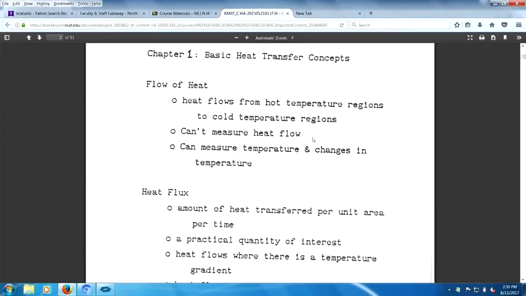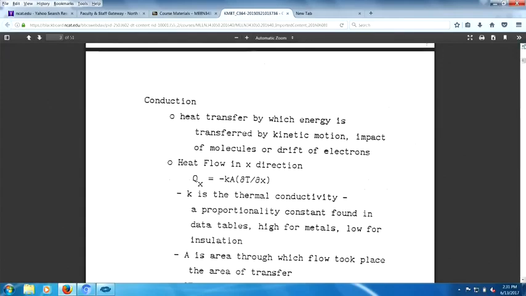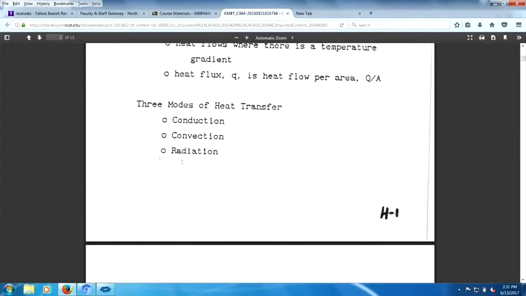Heat flows from high temperature to low temperature. Remember, fluid flows from high pressure to low pressure. Heat flows from high temperature to low temperature. You can't measure heat. You can measure temperature and changes in temperature, but you can't measure heat. They don't quite have a heat meter yet. And if I take a look up here, I have 3 modes of heat transfer: conduction, convection, and radiation.